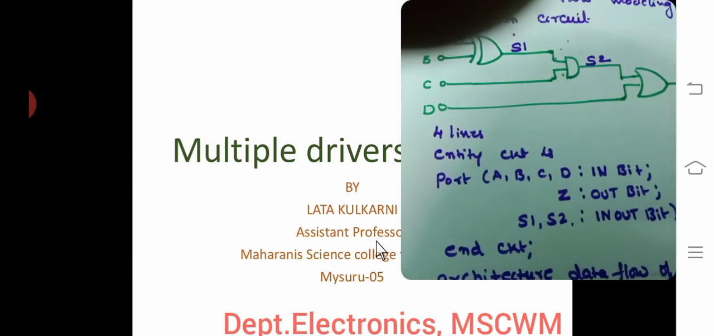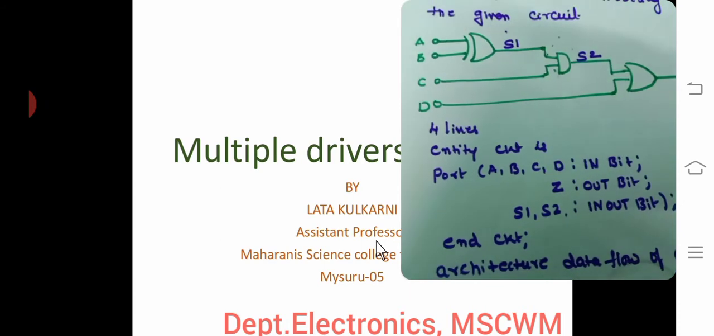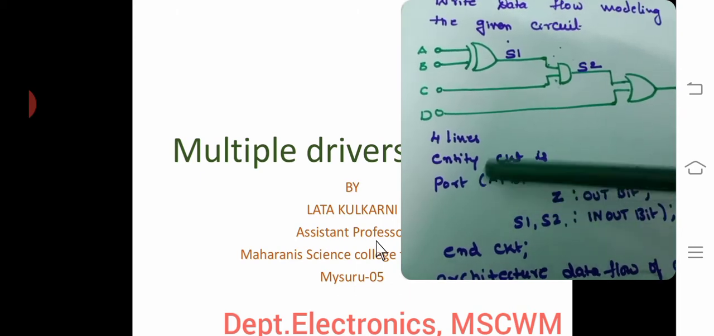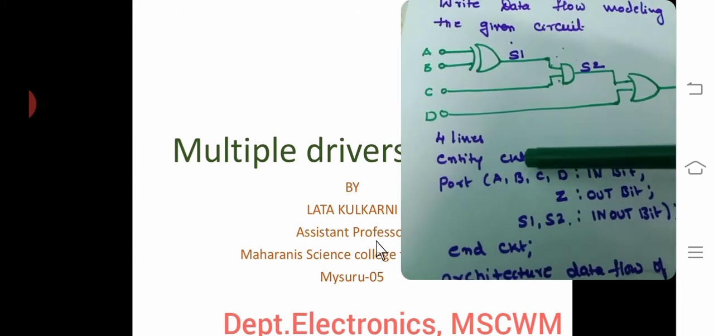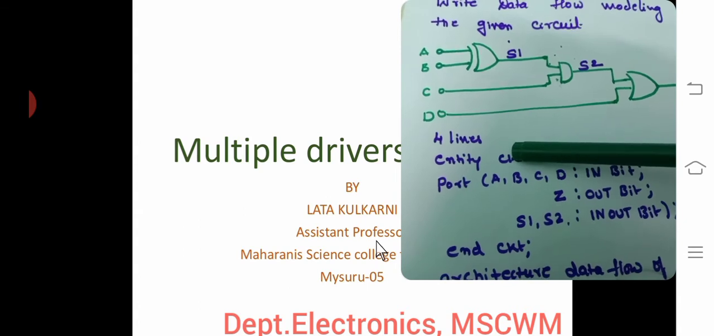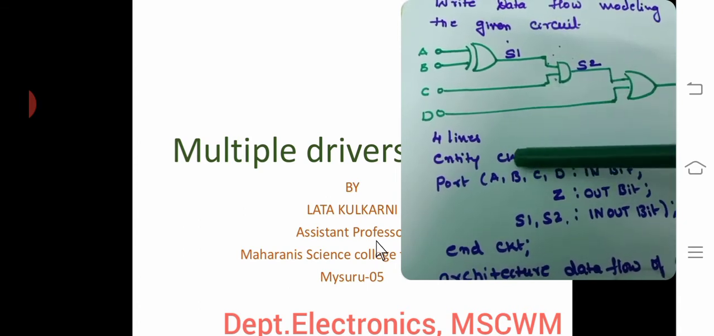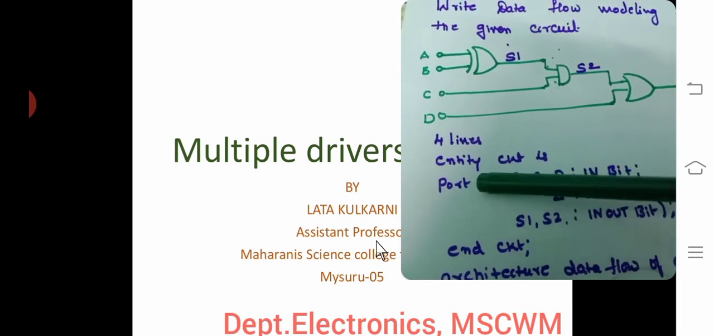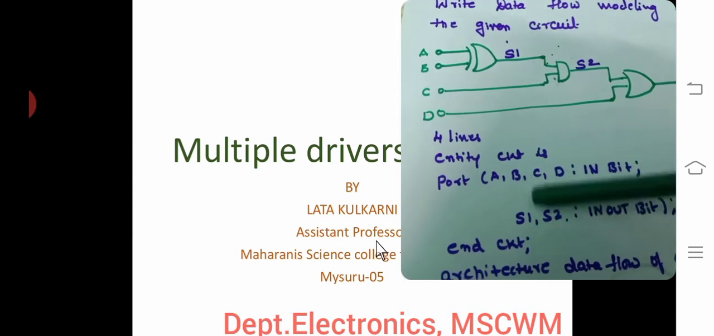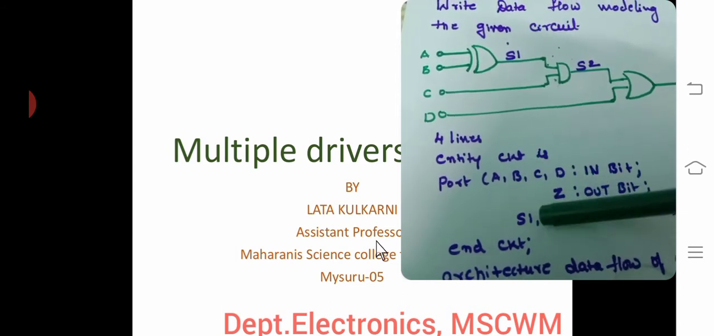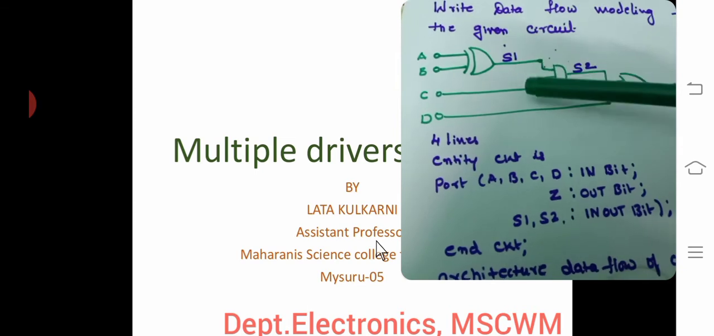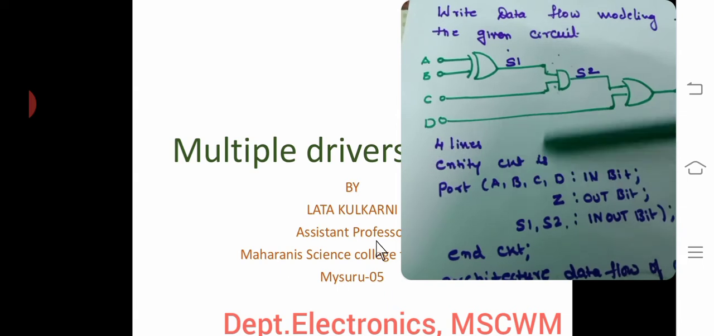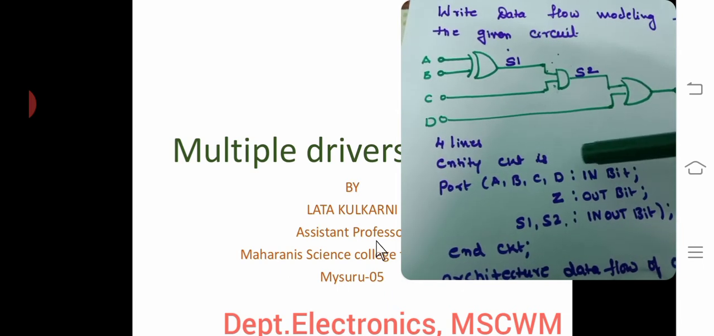We know that it begins with the keyword entity, correct? And next you write the name of the entity. What have I taken here? Circuit is. And next you write the port. In the port, what do I have to mention? The inputs and the outputs. According to your circuit, how many inputs are there? 4 inputs are there, A, B and C, D. A, B, C, D are of the type in bit.